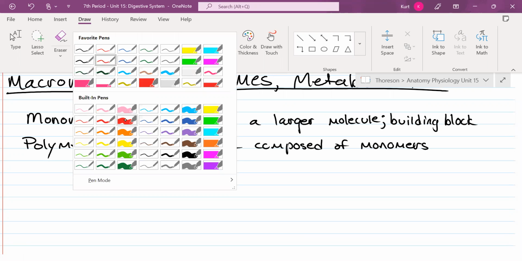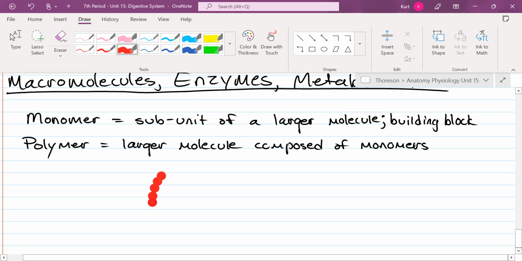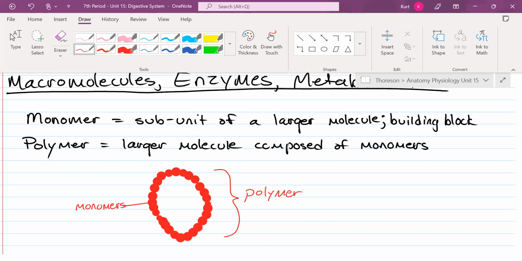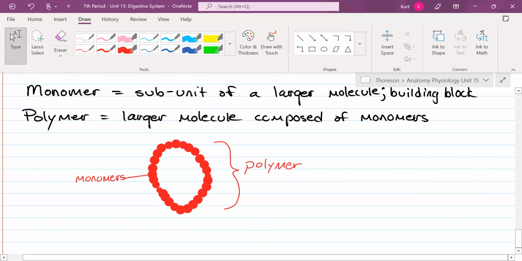If we were to say that what I'm drawing here is a Gasparilla necklace, the entire necklace would be considered which of those two terms? That's a polymer. What are the individual beads then? Monomers. That's right. What do you suppose that your digestive system is attempting to do? Make polymers out of monomers or break down polymers into monomers? You want to break down those big giant polymers into tiny little monomers. That is your digestive system's job.